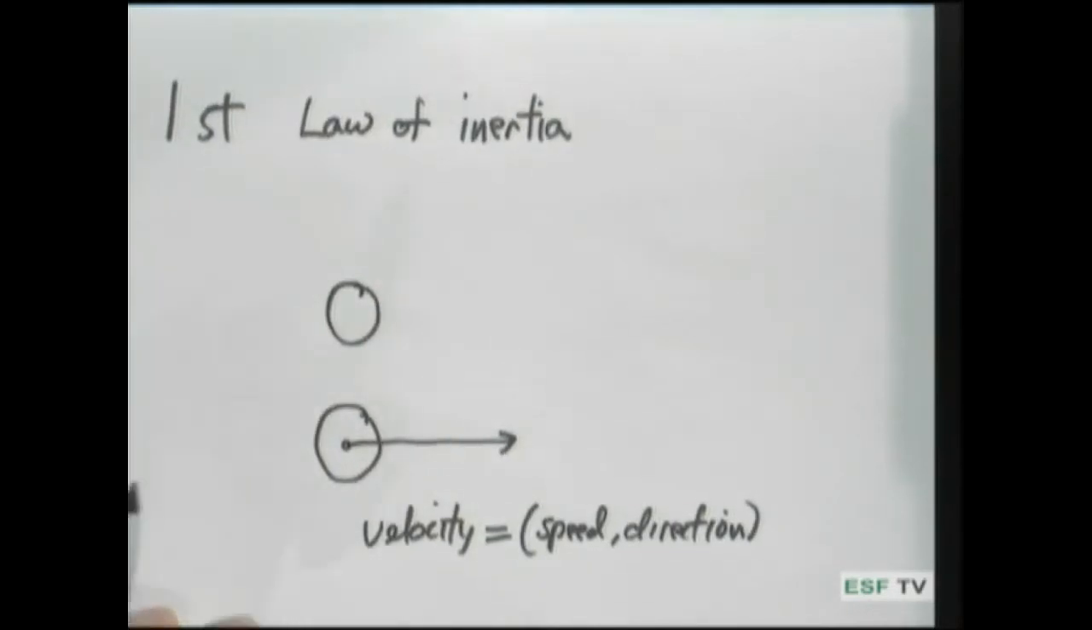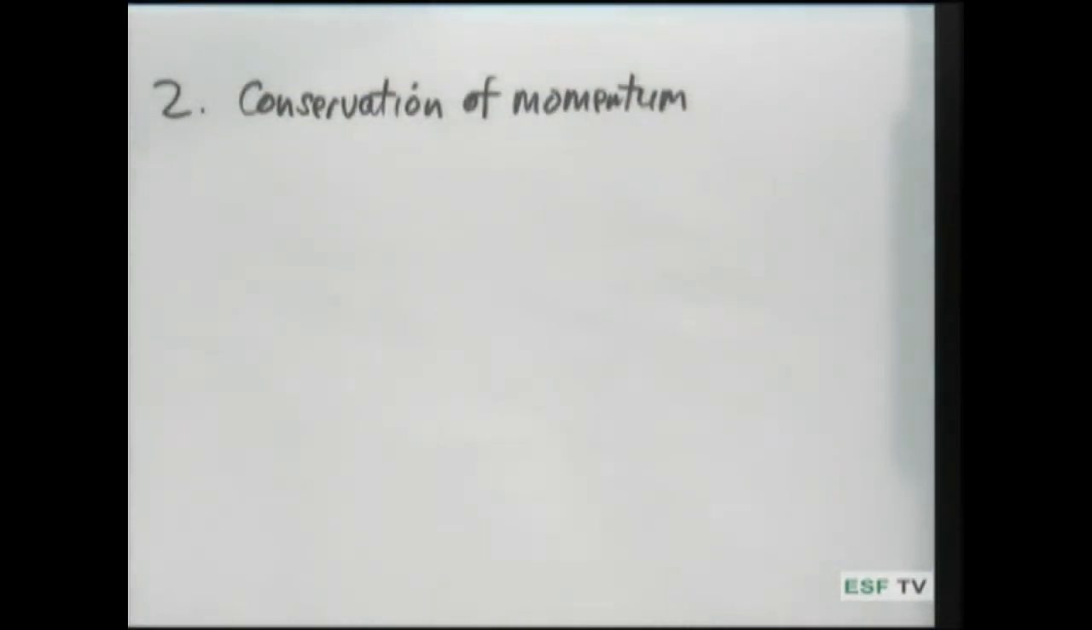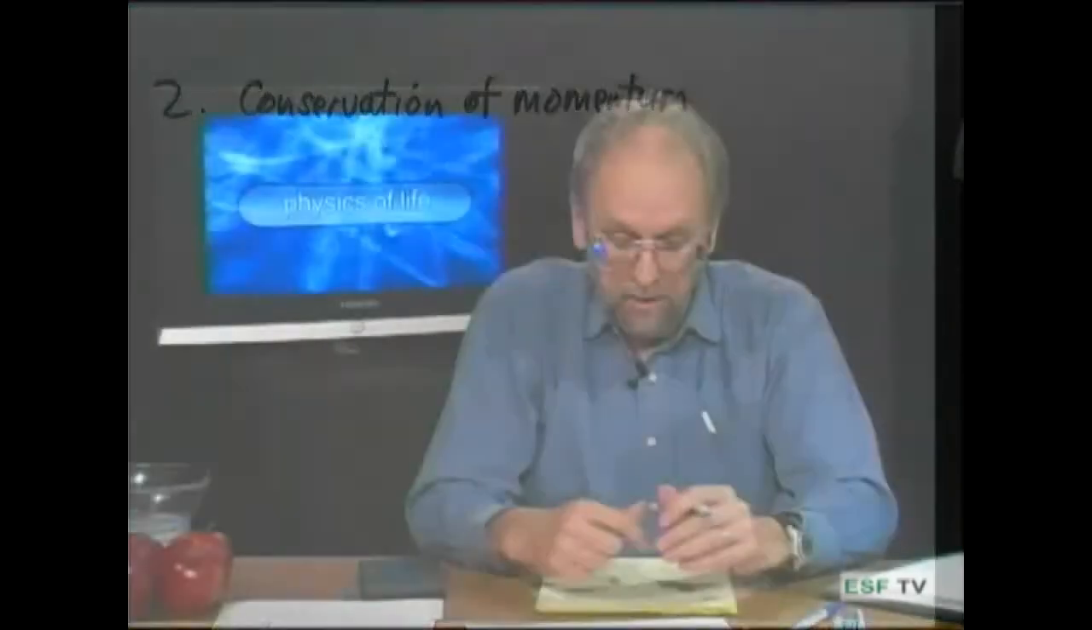Now, the first law of motion, Newton's first law of motion, is actually a special case of a more general law, the second law. And this law is known as conservation of momentum. And the second law, Newton's second law, simply states that a property called momentum is conserved in any kind of object that happens to be moving.